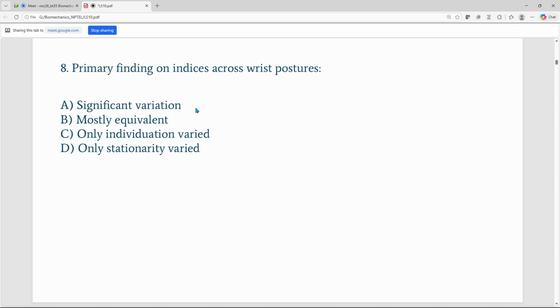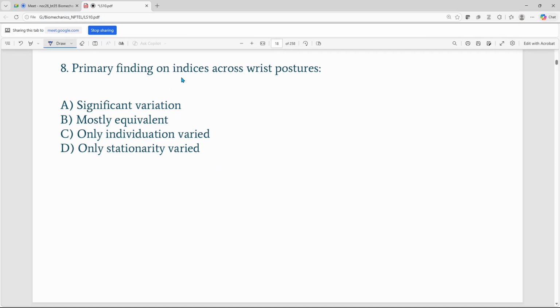What was the primary finding regarding individuation and stationarity indices across wrist postures? Options are option A, significant variation. Option B, mostly equivalent. Option C, only individuation varied. Option D, only stationarity varied.